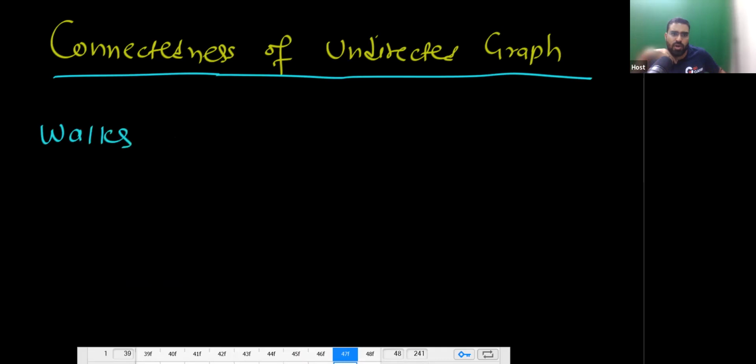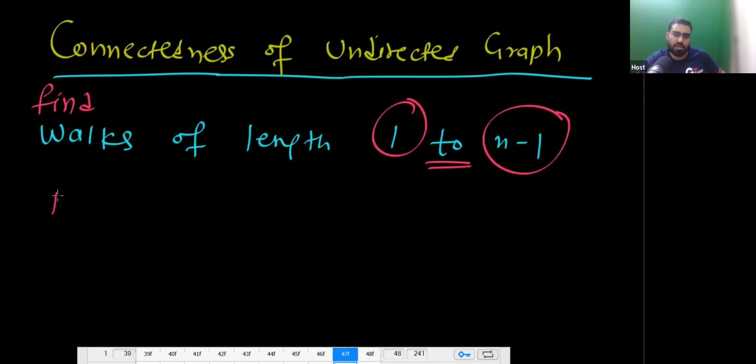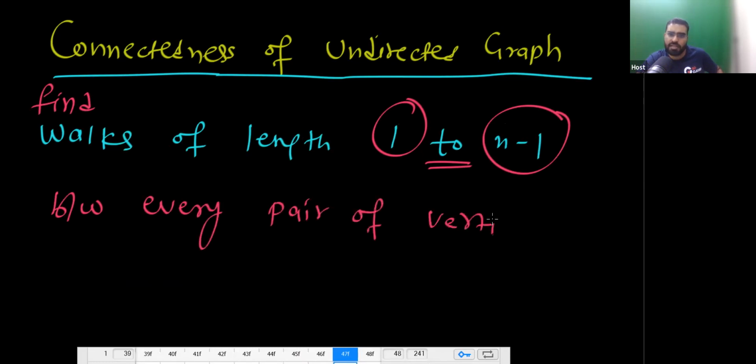This is what you have to find. You have to find walks of length 1 to n minus 1. Okay, is this clear? Basically, find walks of length 1 to n minus 1. These walks between every pair of vertices.